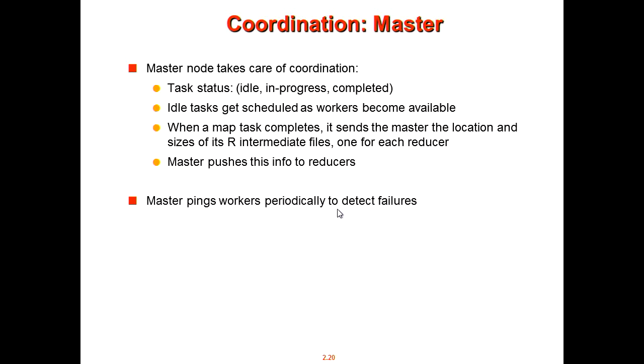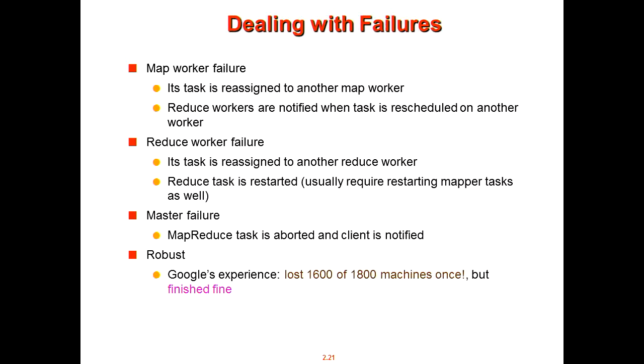In order to detect failures, the master needs to ping the workers periodically to check if there are problems. And here are some ways MapReduce deals with failures. There are different types of failures, including map worker failure, reduce worker failure, and even the master may fail as well. For different types of failures, MapReduce has different mechanisms to deal with them. For a map worker failure, the task will be reassigned to another map worker. For a reduce worker failure, its task will be reassigned to another reduce worker, and the reduce task will be restarted. If all the mappers have already finished, you don't need to rerun the mapper tasks because the intermediate data is already there. You just need to fetch it from the mappers and then rerun the reduce tasks.